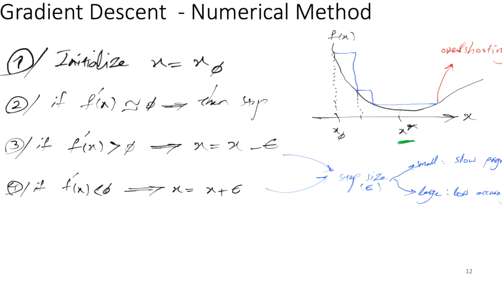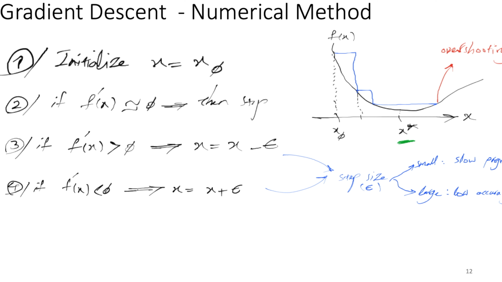If you take it super slow, you're going to have slow progress, so it takes several iterations when you reach it. If you take it huge, you might overshoot and get past it, right? Thus you're going to have low accuracy.